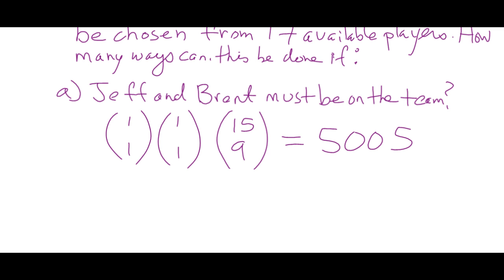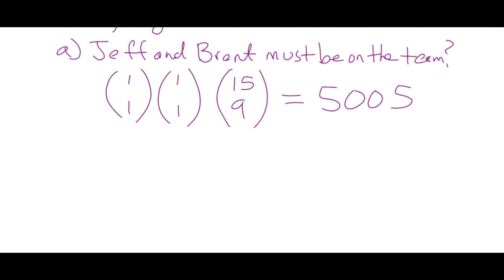What type of number is 5,005? It's a palindrome. No, it's a palindrome because it reads the same forwards or backwards. Like Bob. Or Anna. Or LOL.